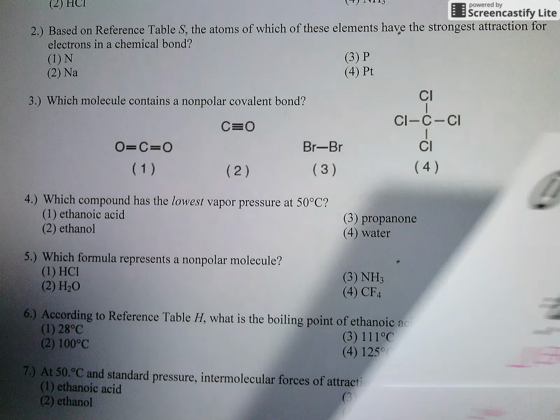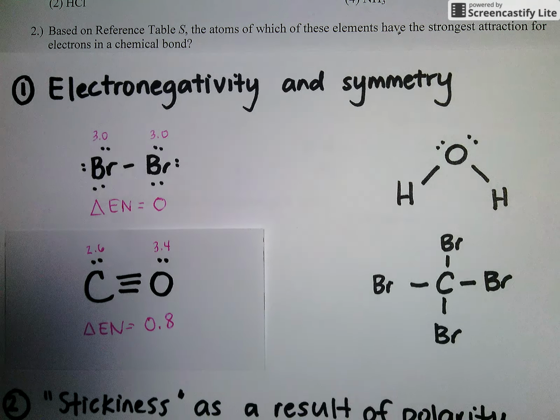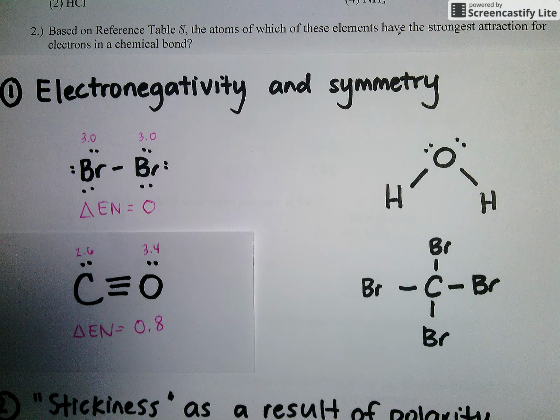So the two key ideas that all of this stuff bridges on is the idea of electronegativity and symmetry. Because polarity, remember we said, is this idea of unevenness, the creation of a positive and a negative charge, either in a bond or in a molecule.